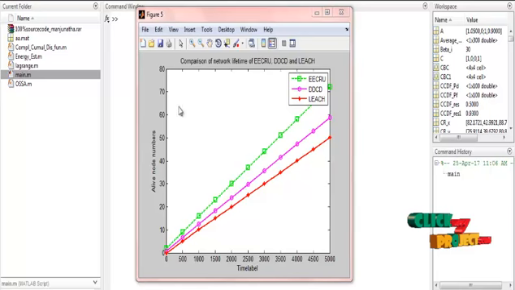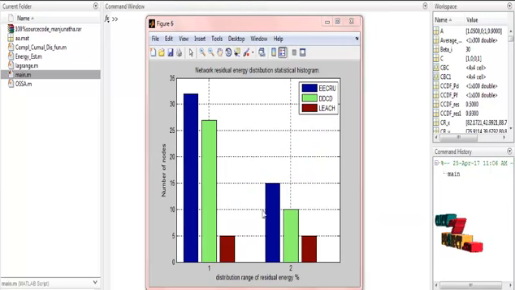In this figure, a comparison of network lifetime of ECRU, DDCD and LEACH. DDCD and LEACH are existing methods, and ECRU is our proposed method. Here we are using the number of alive nodes: with each algorithm, how many nodes are alive at a given time. ECRU has the highest number of alive nodes at the time label, and we compare it with the DDCD and LEACH algorithms in terms of network lifetime. So this is the comparison graph between our proposed and existing methods.